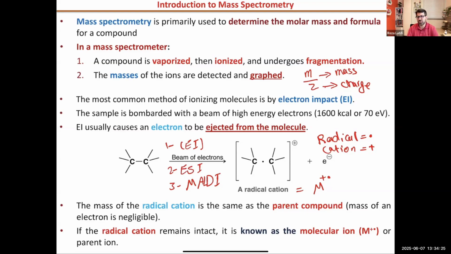The reason is that we just ejected one electron from the system, and the mass of one electron is 2,000 times smaller than the mass of a proton. The mass of a proton is almost 2,000 times bigger than the mass of an electron. That means we don't really care about the mass of the electron. Whenever we calculate the molar mass, we are going after the mass of protons plus neutrons, and that's why we don't care about it. Now, the mass of the molecular ion, which I show by M plus and a dot, is equal to the mass of the compound. From now on, I'm going to keep calling it the molecular ion.